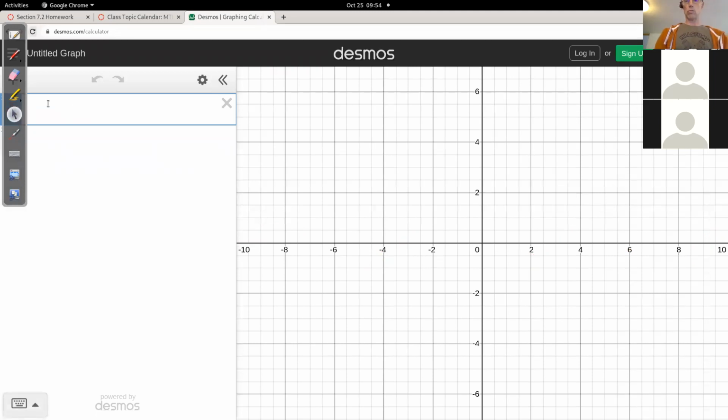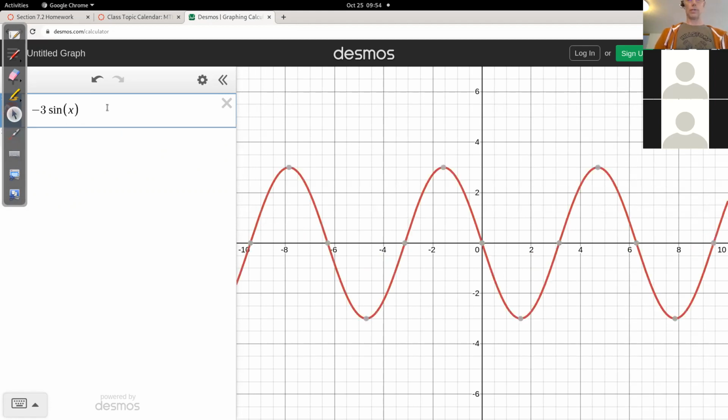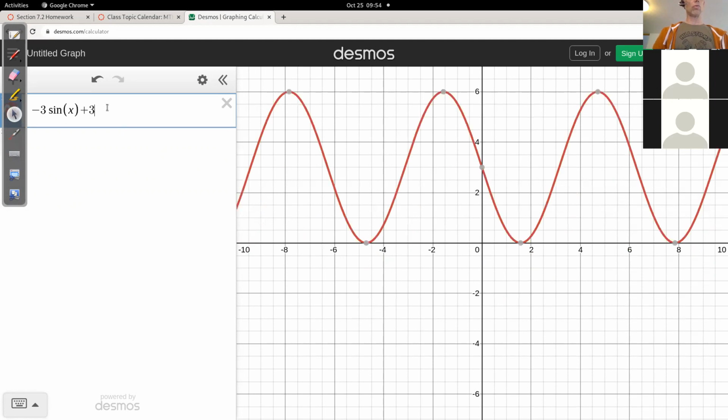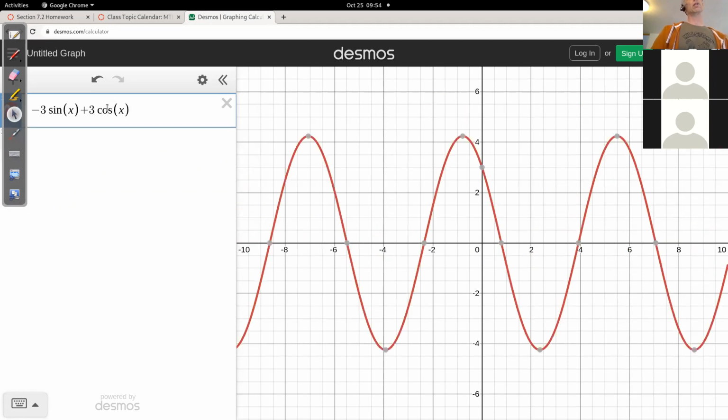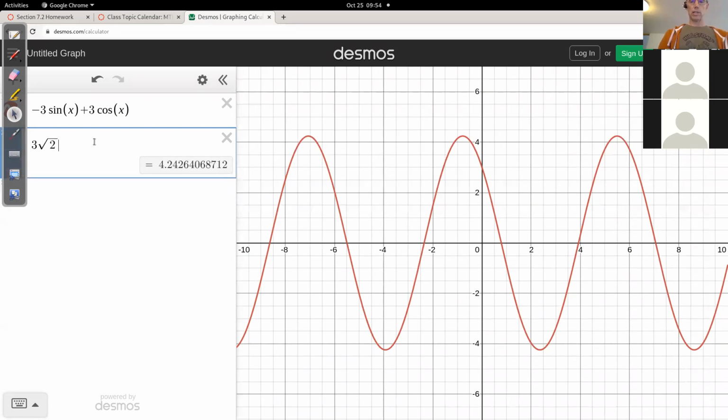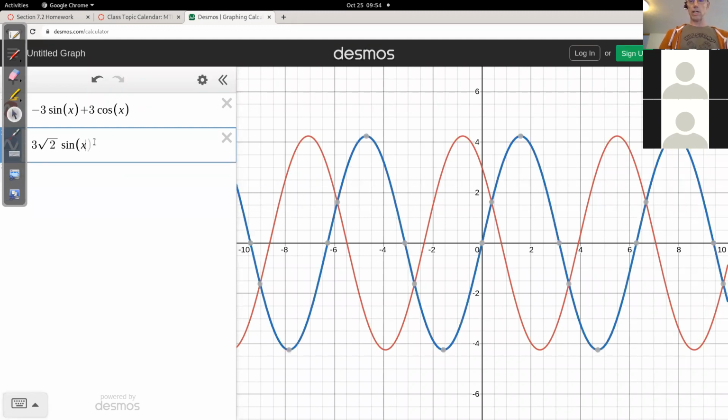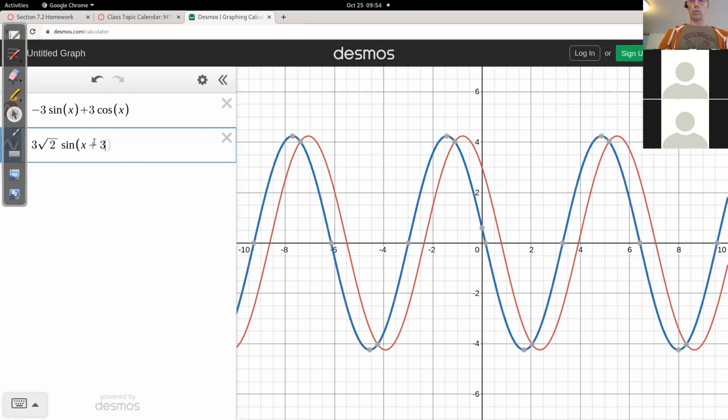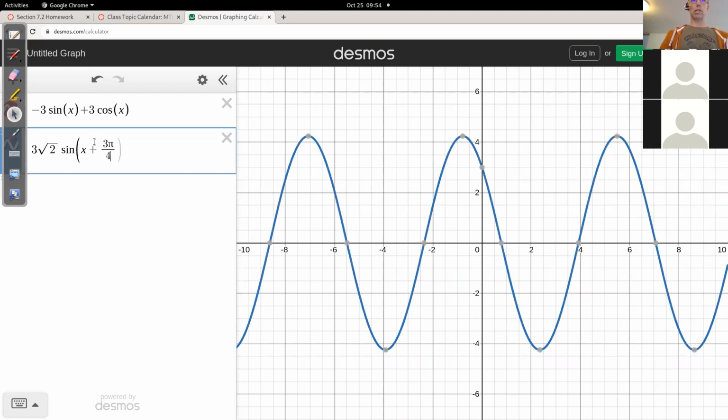All right, so we started with, let's see, make sure I get the order right, negative 3 sine of x plus 3 cosine of x. And we were asked to rewrite that as a single sine function. And we came up with 3 square root of 2 times the sine parentheses x plus 3 pi over 4. And it looks like the blue wave is sitting right on top.